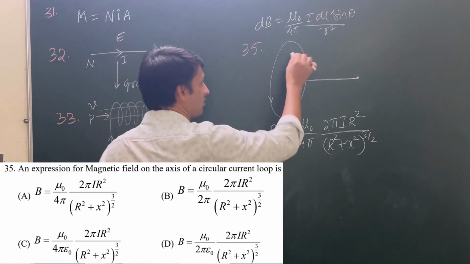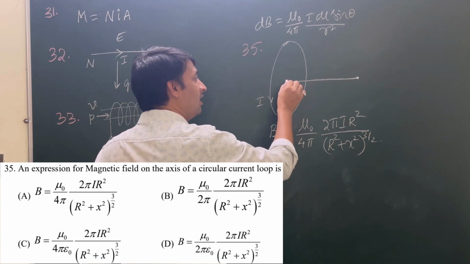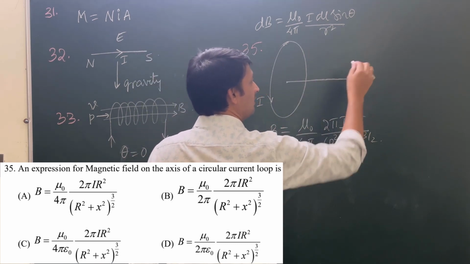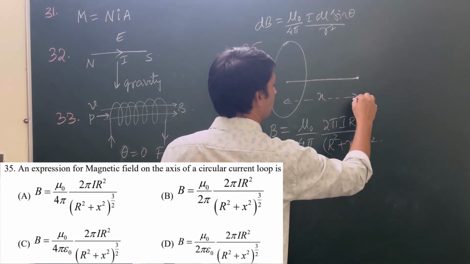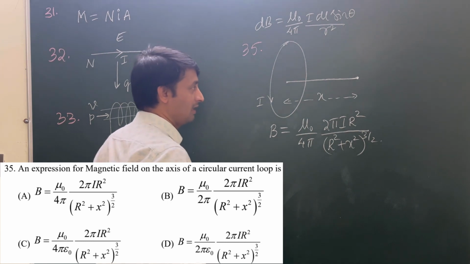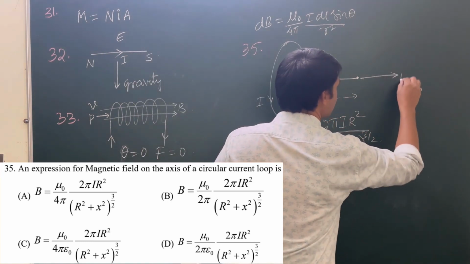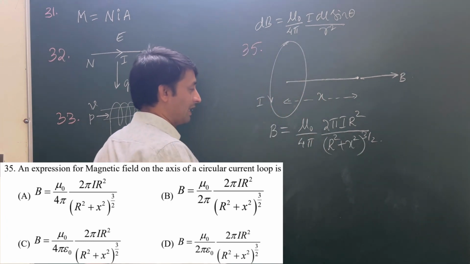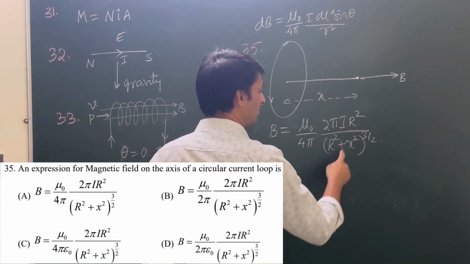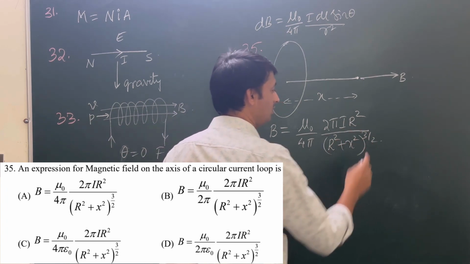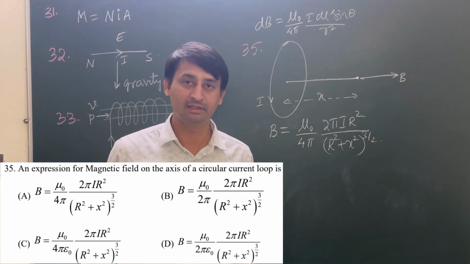Now this is a coil. This coil is carrying a current I here along the axis at some distance x from the center of the coil. A magnetic field is produced, and this magnetic field is along the axis. That magnetic field is given by B is equal to mu naught divided by 4 pi, 2 pi I r square divided by r square plus x square whole raised to 3 by 2. Option A is the correct answer.